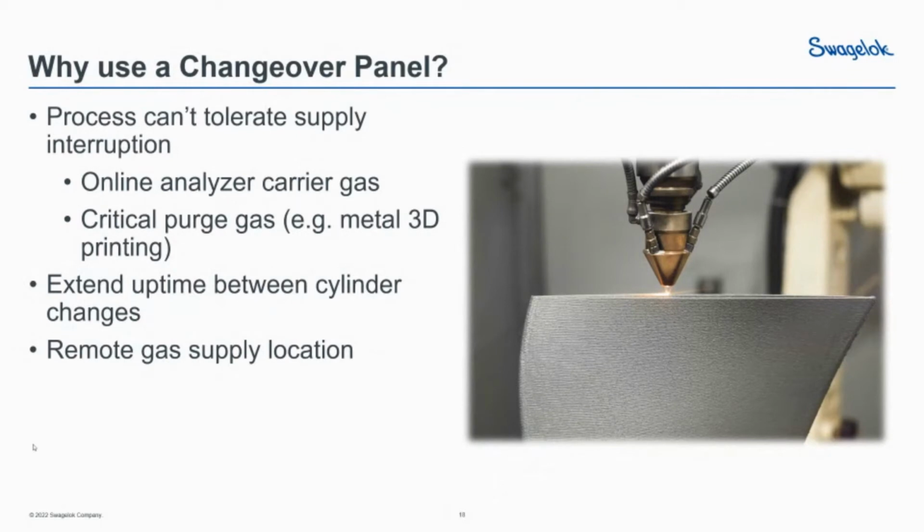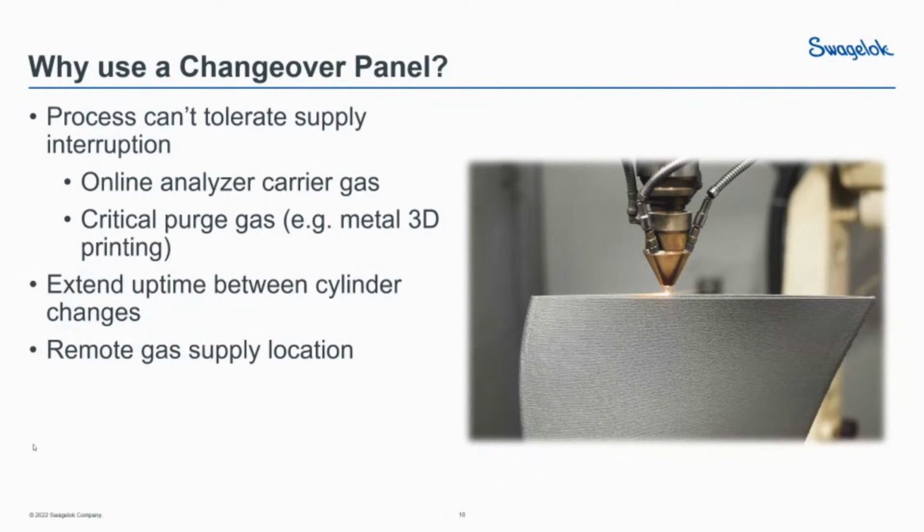Most often, it'll be when you have a process that absolutely cannot tolerate a supply interruption. We've had customers use these before for online analyzers. So say, for example, if they have a process gas chromatograph and they have hydrogen or some other carrier gas that needs to feed that, and they need a constant continuous flow. If they can't tolerate an interruption when they need to change a bottle, they will want a changeover panel.